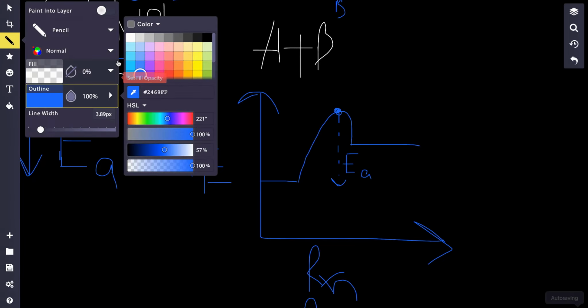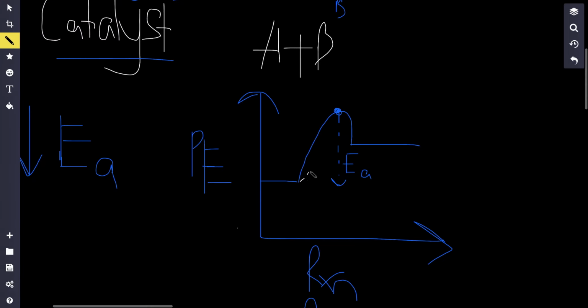And what the catalyst essentially does is it lowers that. It provides an alternate reaction pathway. It's an alternate reaction pathway. All right, makes the conditions for this reaction very favorable.